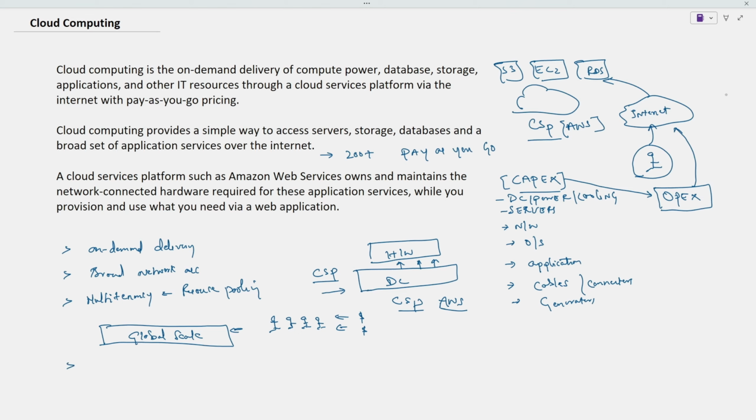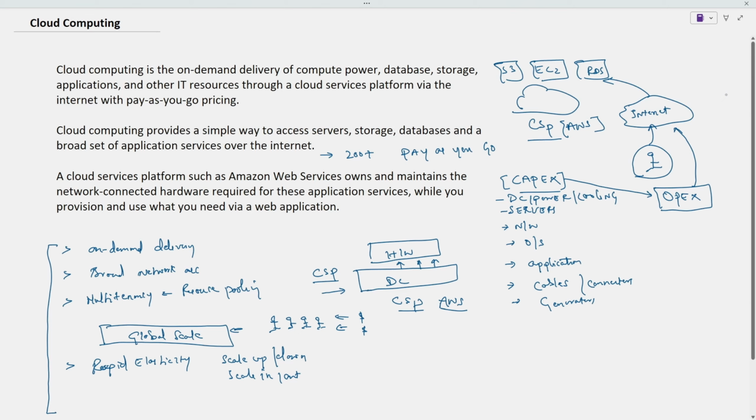And we should be able to scale any of the resources, right? So that means we need to have rapid elasticity. So either we can scale up, scale down, or scale in or scale out. So we need to have rapid elasticity, and also whatever services are being offered. So these are the characteristics, and whatever services are being offered by the cloud service provider, it has to be charged back.